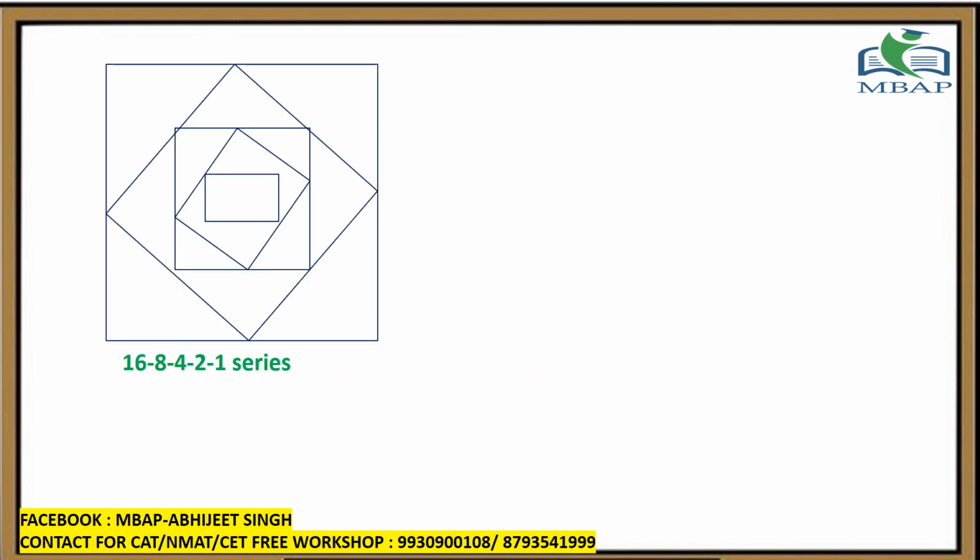Alright, now let's take the first case in which all you can see is a square within a square, and any two consecutive squares have been formed by using the midpoint of the previous square. Let's assume the length of the bigger square to be 2. If the length of the bigger square is 2, the area of the bigger square is nothing but, we all know, 4.